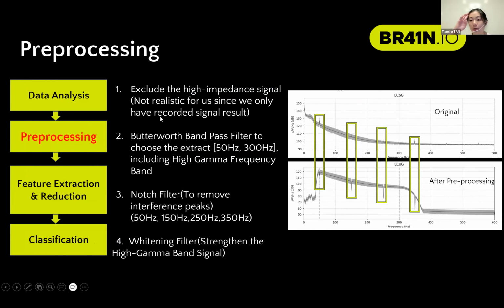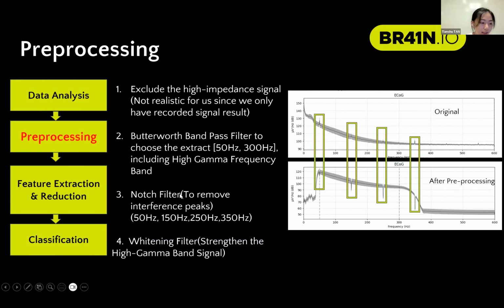And here is our pre-processing details. First, the reference paper given to us suggested excluding some high impedance signals, but we found that it's not quite realistic since we only have the recorded signal result and we don't have the electrode hardware information, which makes it difficult to really analyze the impedance of the signal. So we went ahead to use the Butterworth bandpass filter to extract the 50 hertz to 300 hertz band, including the high gamma frequency band.